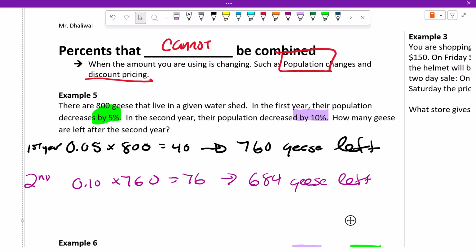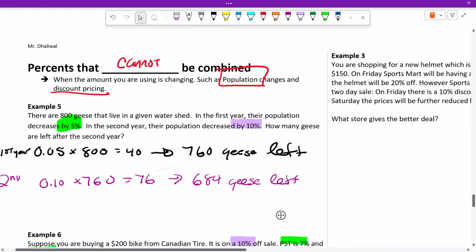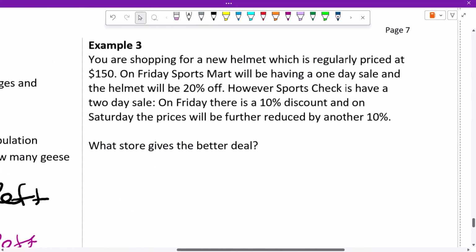How many geese were left after the first year? How many geese were left after the second year? Because these amounts apply to different things. We're going to do another example like this. We have a scenario here of a store putting on a sale. So we have Sports Check versus Sports Mart. Sports Mart is not as big as Sports Check, but you can find them at the equipment center and some other places.